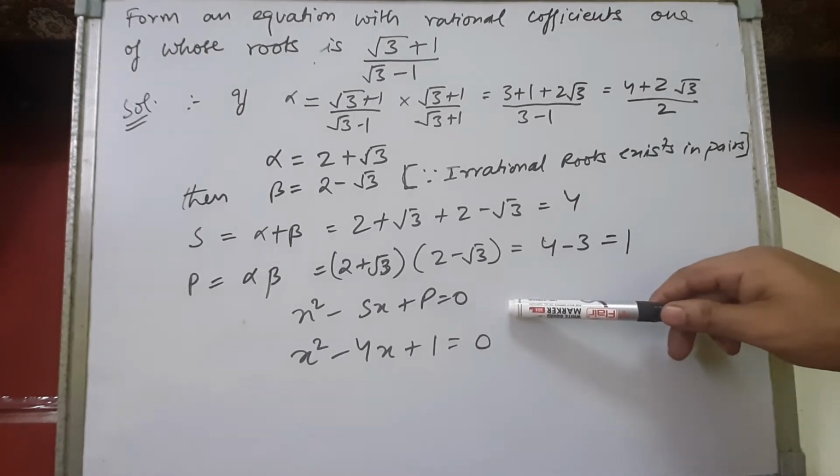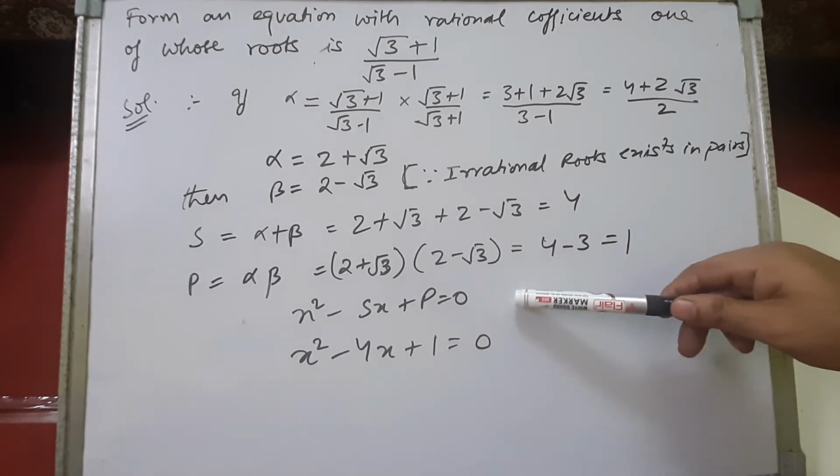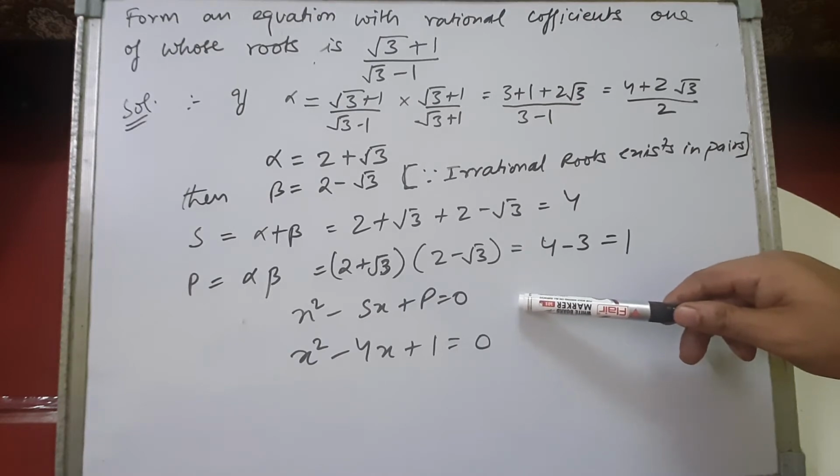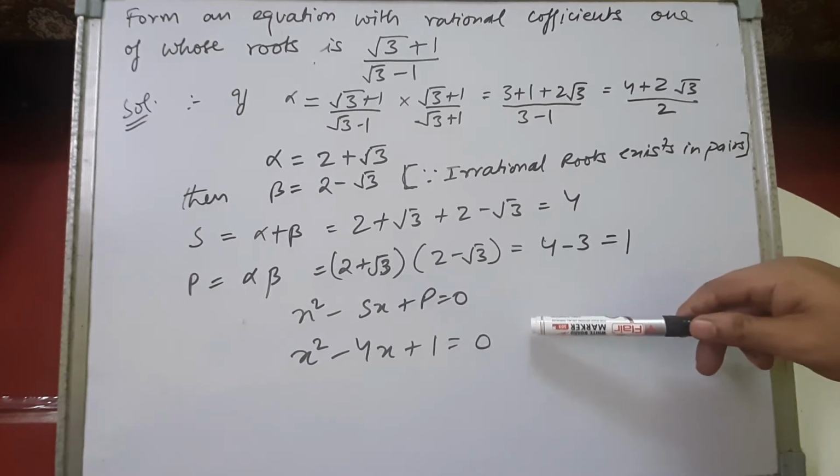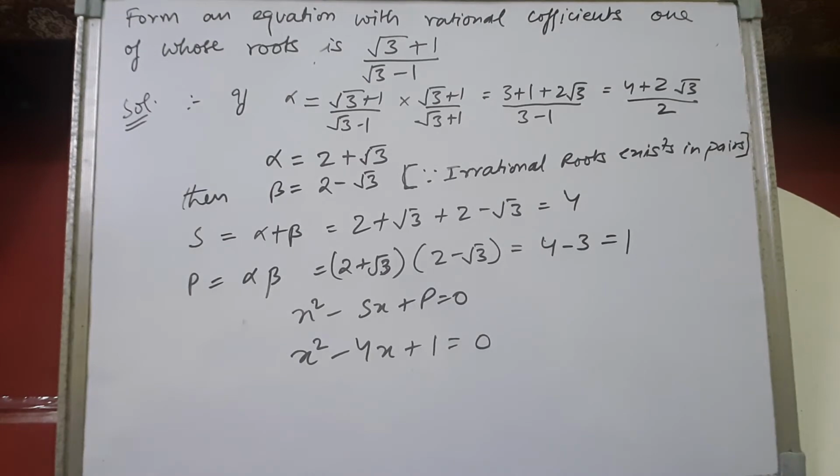When the sum of the roots and the product of the roots are given, we can easily obtain the quadratic equation. It will be x square minus (sum of the roots) x plus product of the roots equals 0. That will be x square minus 4x plus 1 equals 0. Alright children, please note down.